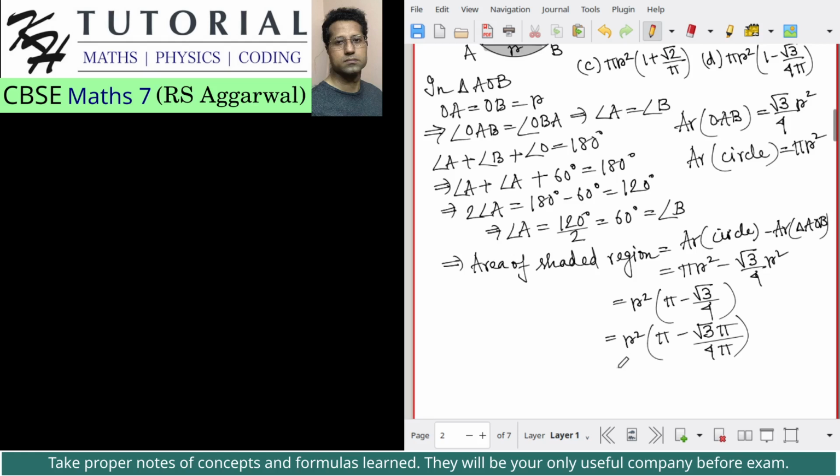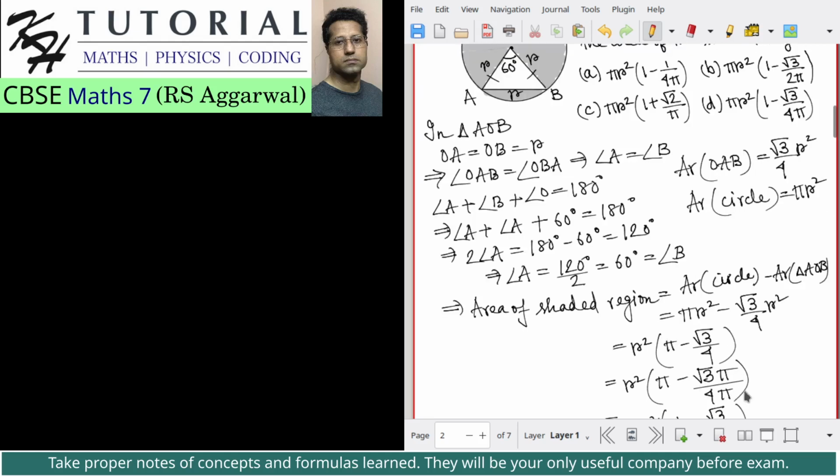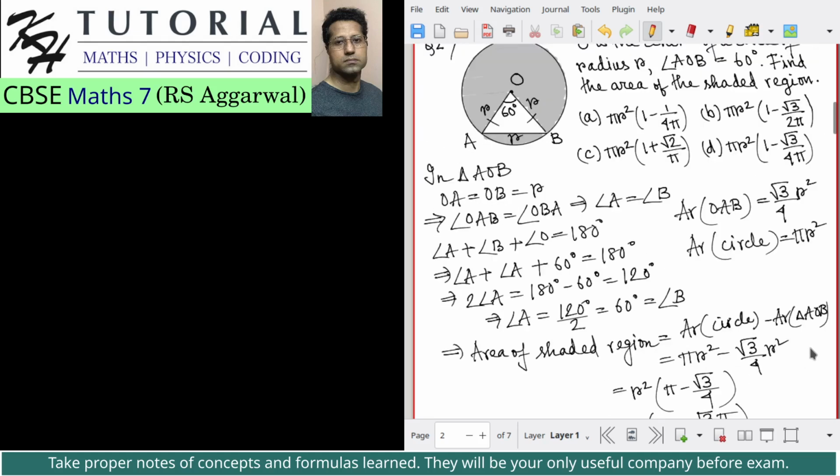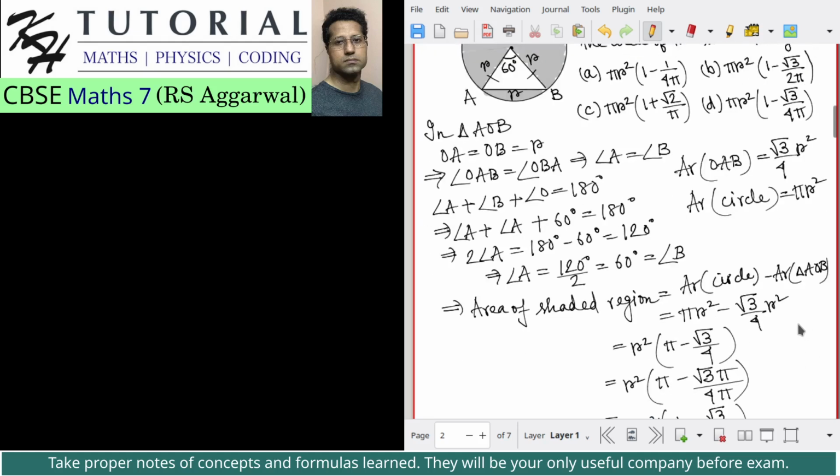So now I can take pi common from the expression inside the bracket, and this becomes pi r square times 1 minus square root of 3 by 4 pi. This should be the area of the shaded region, pi r square 1 minus square root of 3 by 4 pi. So the correct choice is D. D is the correct choice.